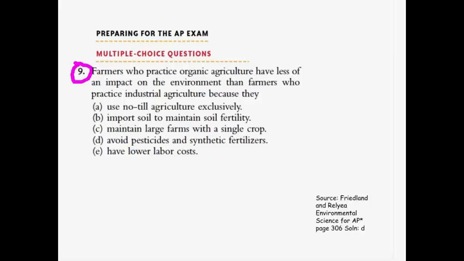Farmers who practice organic agriculture have less of an impact on the environment than farmers who practice industrial agriculture because they use no-till agriculture exclusively, import soil to maintain soil fertility, maintain large farms with a single crop, avoid pesticide and synthetic fertilizers, have lower labor costs. The only one that is absolutely true is D. By definition, organic agriculture avoids or isn't allowed to use pesticides and synthetic fertilizers. Certainly that's the best answer of the choices.